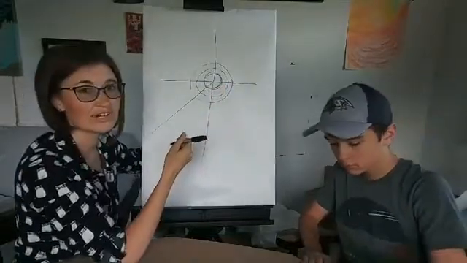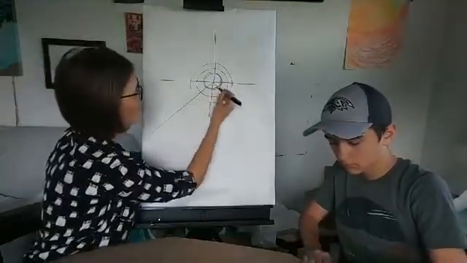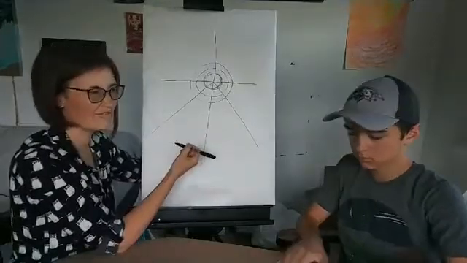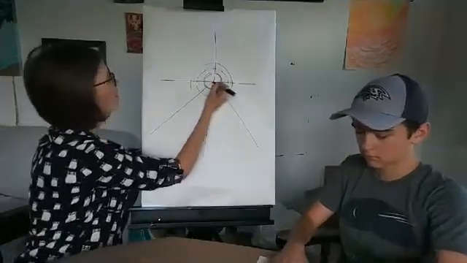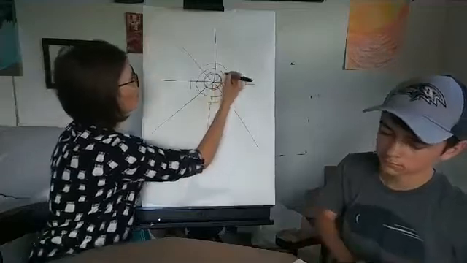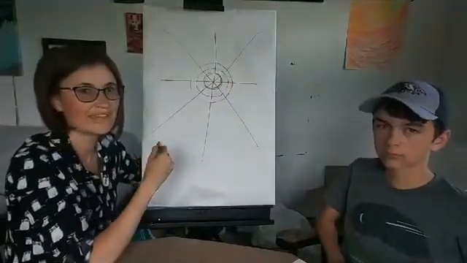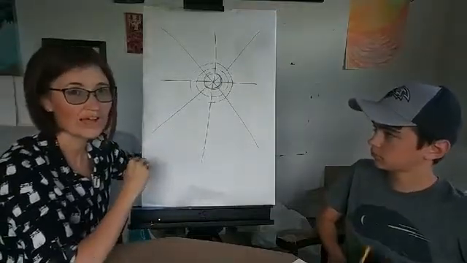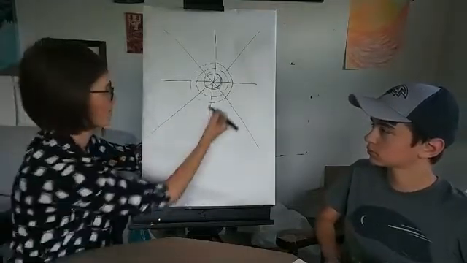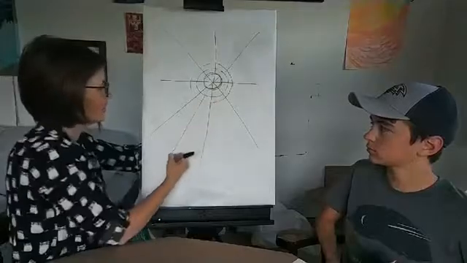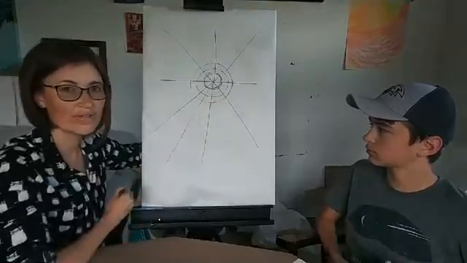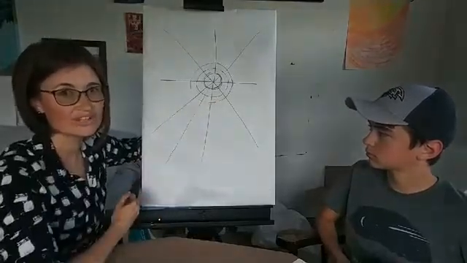And you want to make straight lines out from the center. Pretty much a 45-degree angle, if you can, as best you can. And then if you want a lot of them, you can do it again in between. And add more even lines going all the way out.